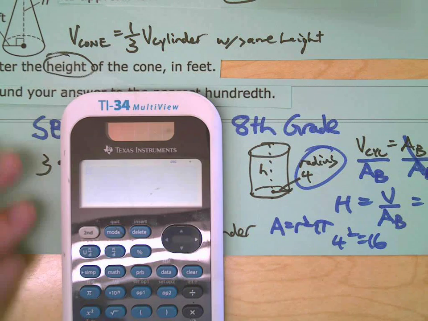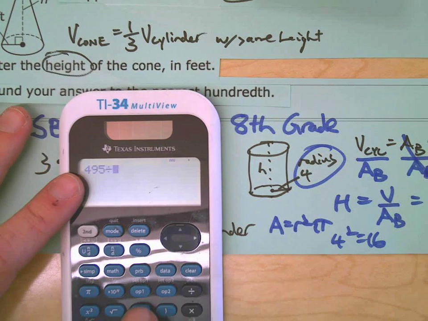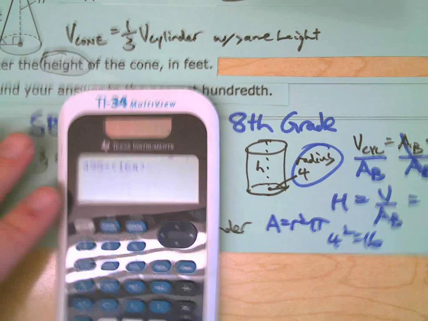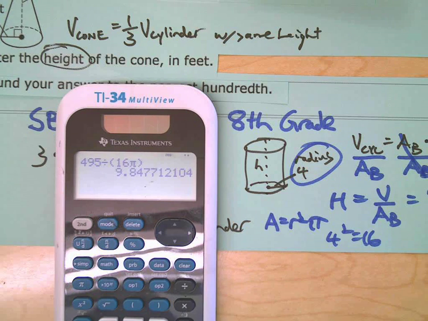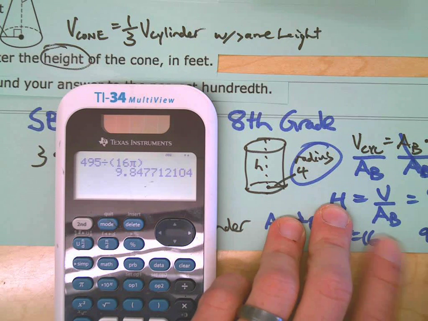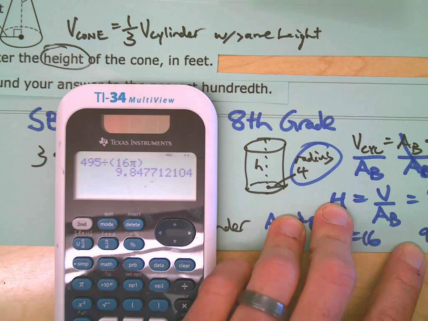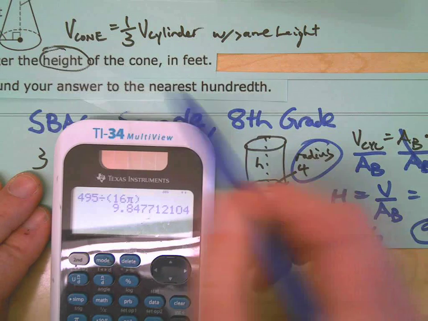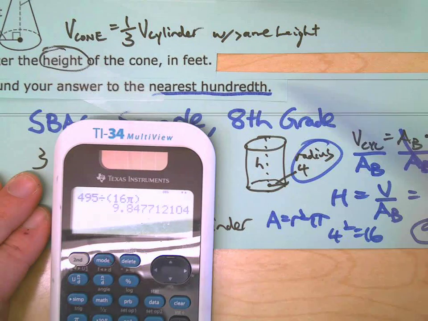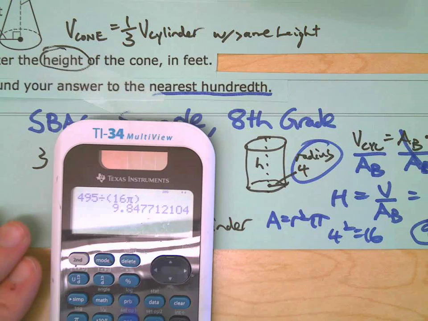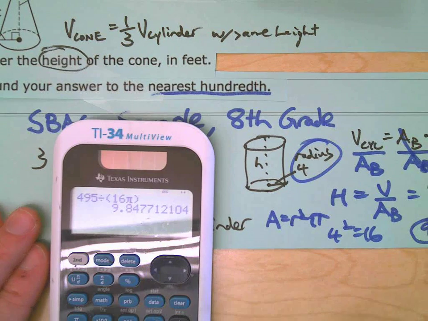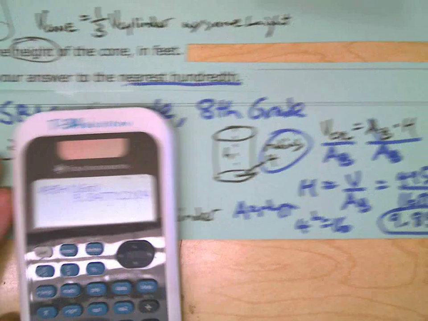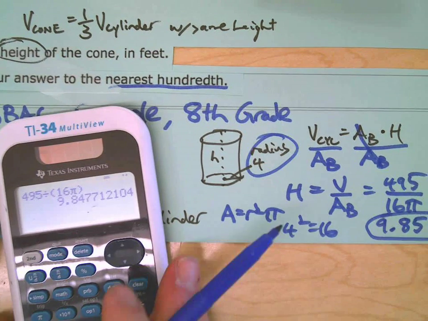So, let's do the little math here. 495 divided by 16 pi. Putting it in parentheses just to make sure I get the order of operations right here. 9.85 feet. See, because it told me to round to the nearest hundredth. So that's why I kept it as pi and saved my rounding for the last step. Because if you round in multiple steps, you may end up having a funky answer.